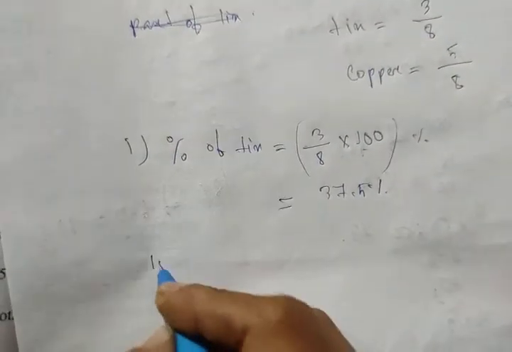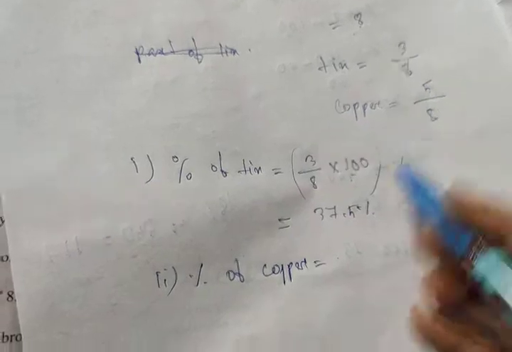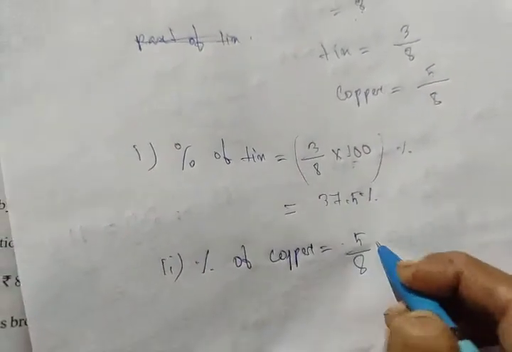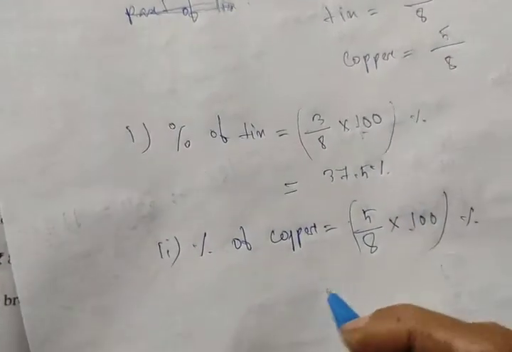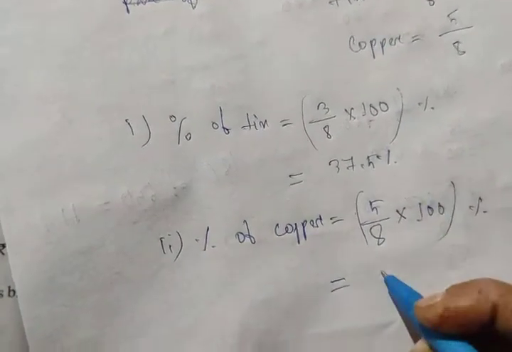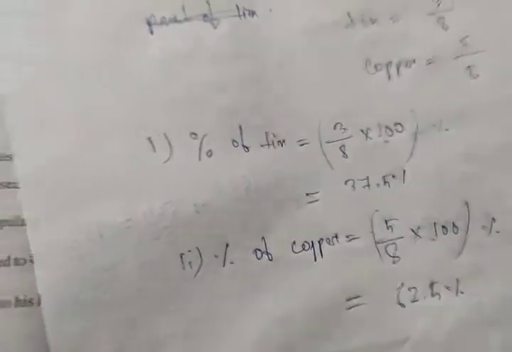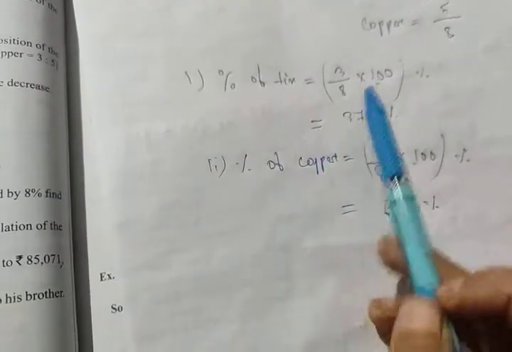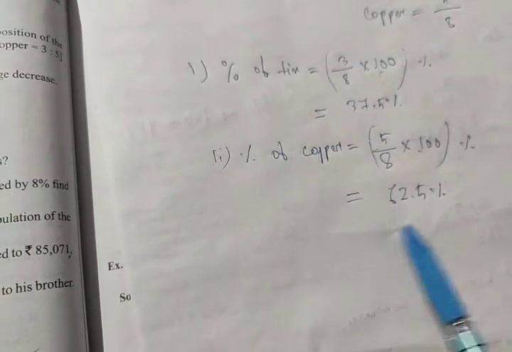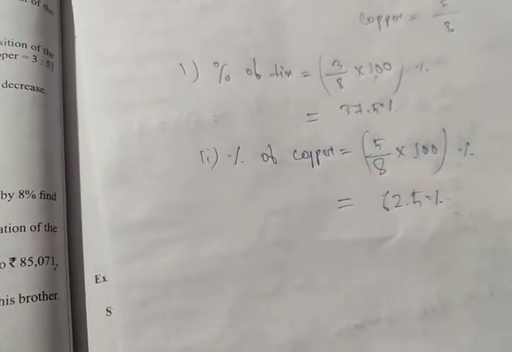Next, the percentage of copper. What is the fraction of copper? 5 parts out of 8 parts. So 5 by 8 into 100 will convert this into percentage, and your answer should come 62.5%. Okay, so your answer for the percentage composition of the alloy: the percentage of tin will be 37.5 and the percentage of copper 62.5.